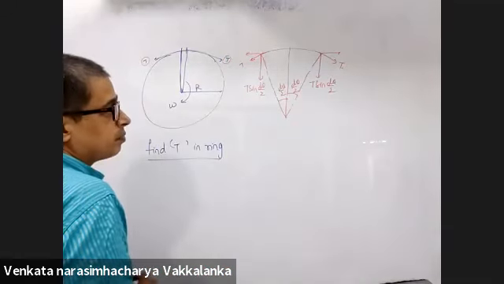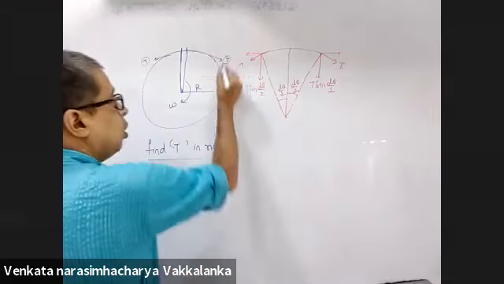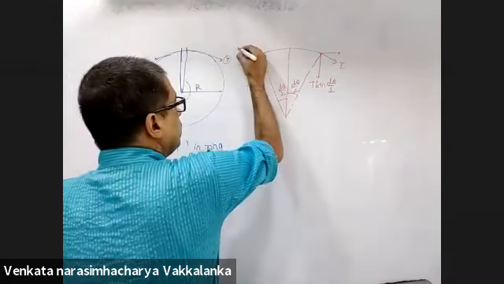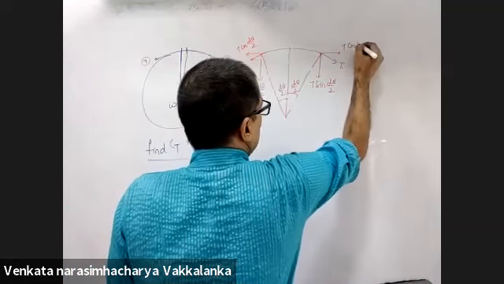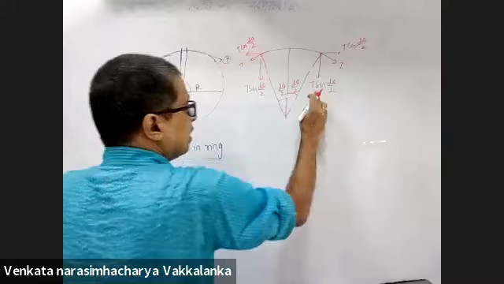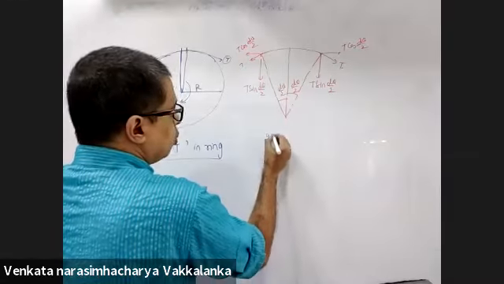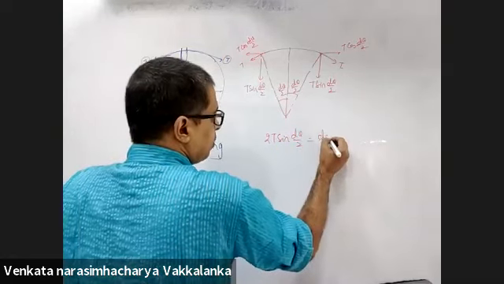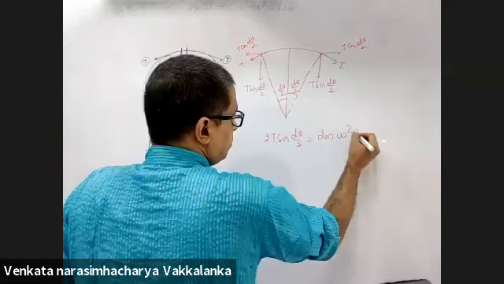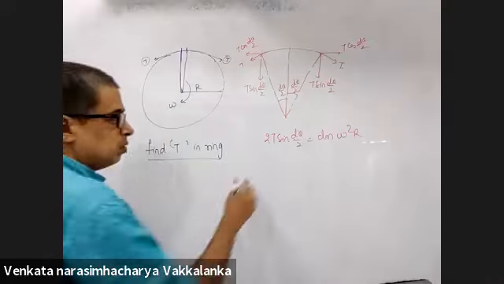Sir, we'll have to take T plus dT, right? Right, or T1 and T2. Now here T cos d theta by 2 and T cos d theta by 2 will get cancelled out. These both T sin d theta by 2 will provide the required centripetal force.